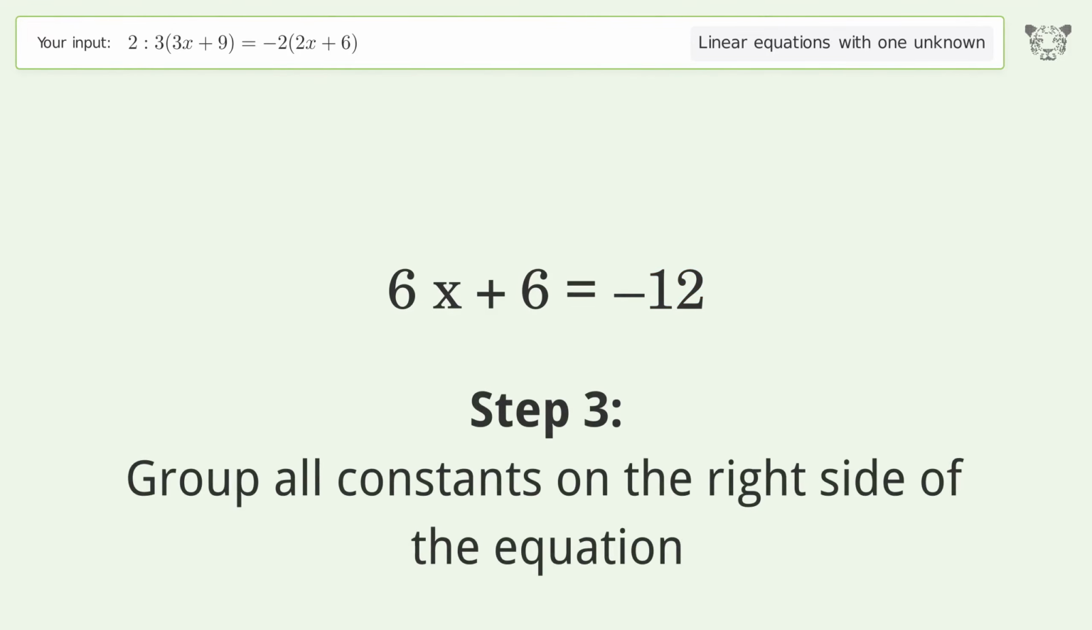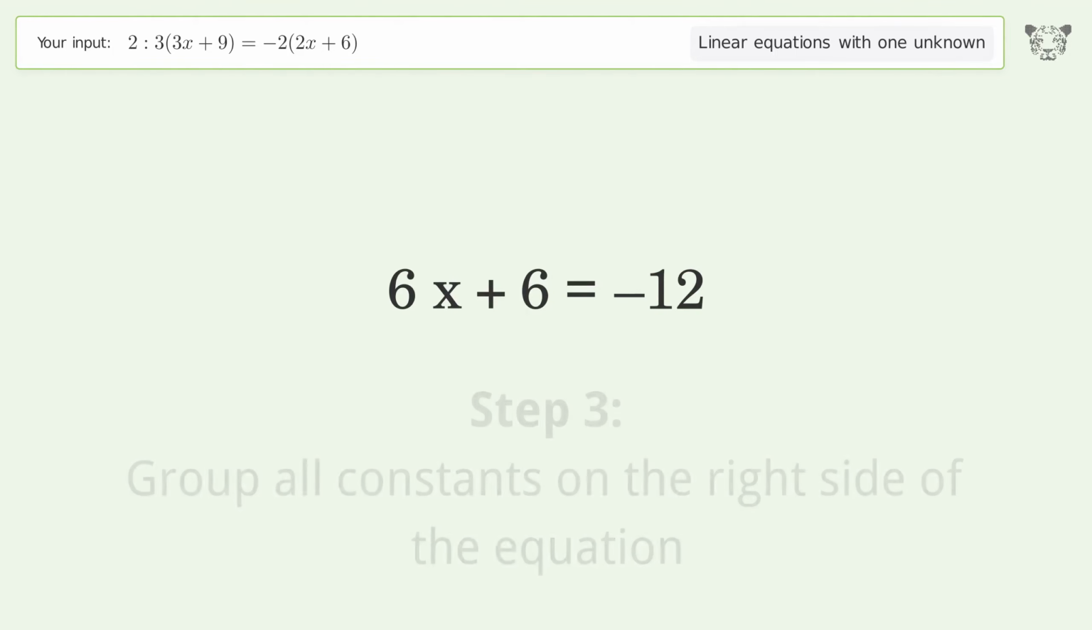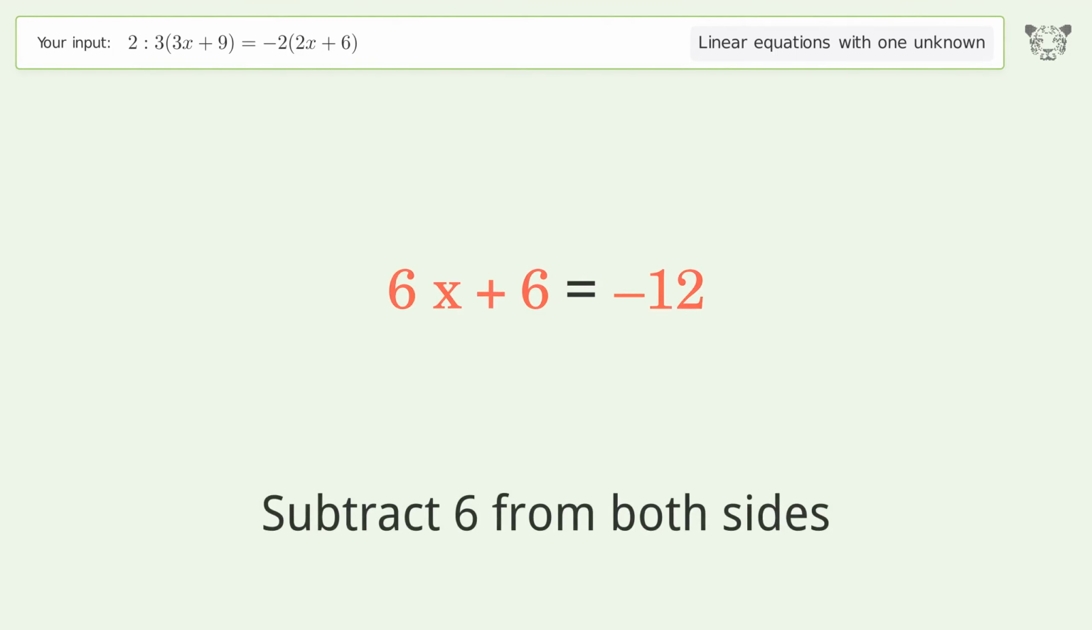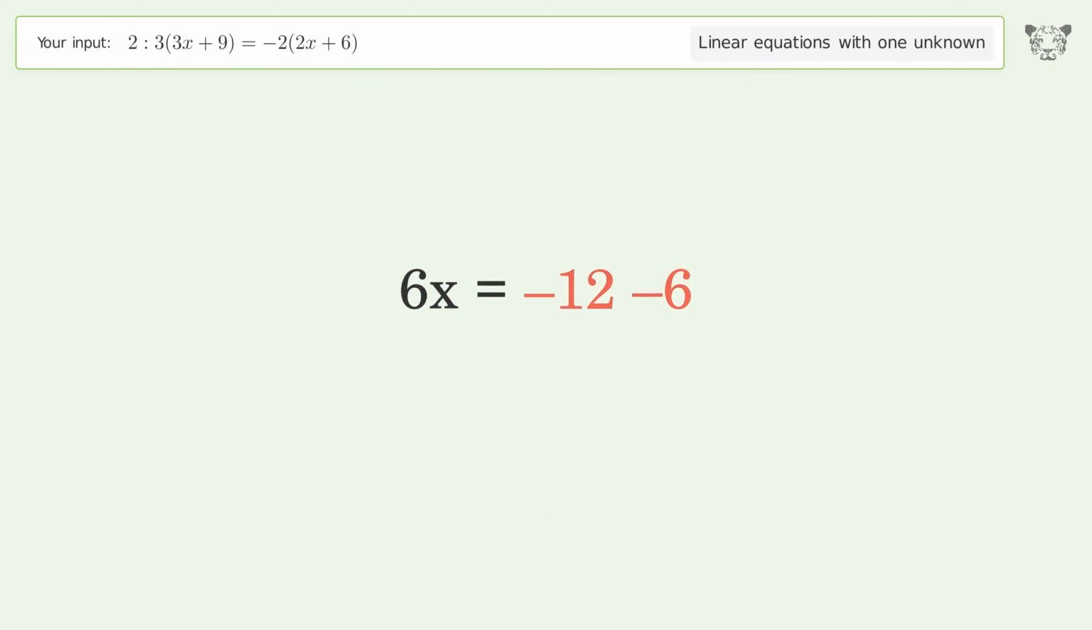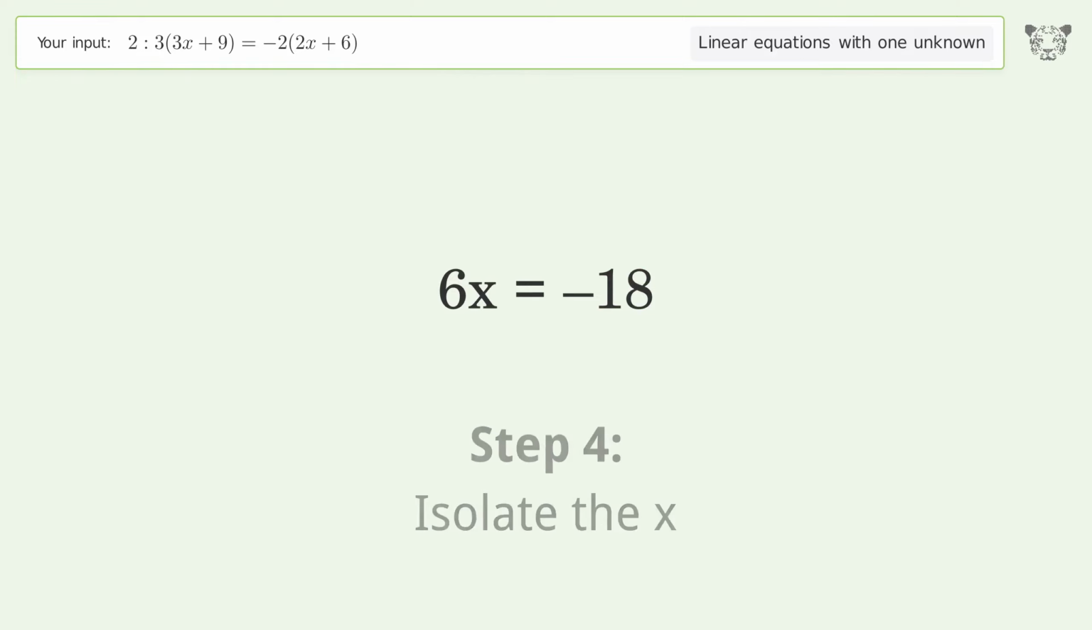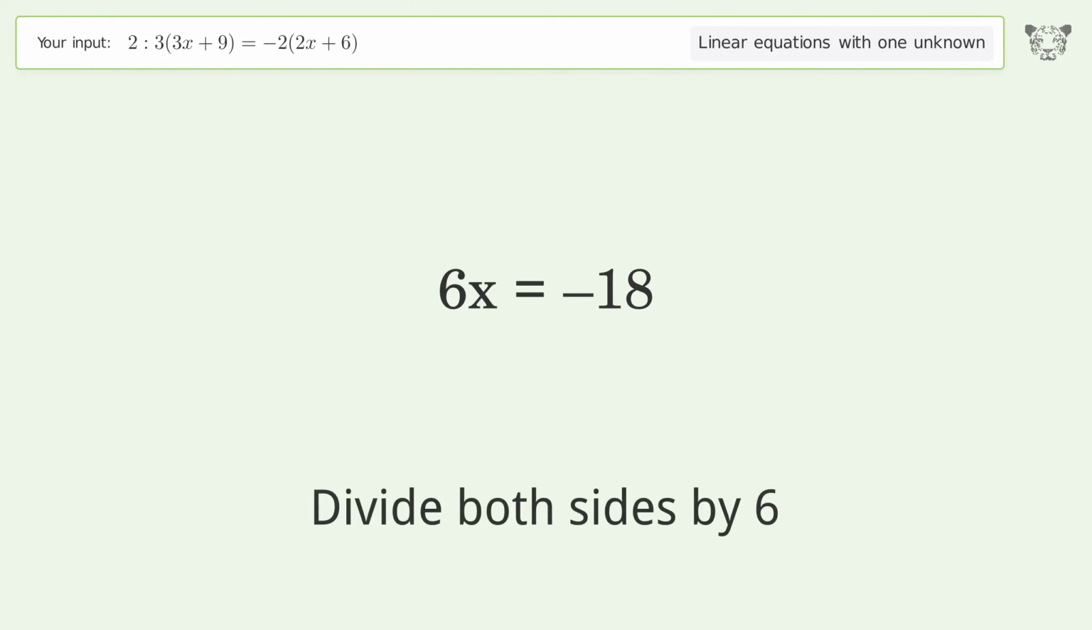Group all constants on the right side of the equation. Subtract 6 from both sides. Simplify the arithmetic. Isolate the x. Divide both sides by 6.